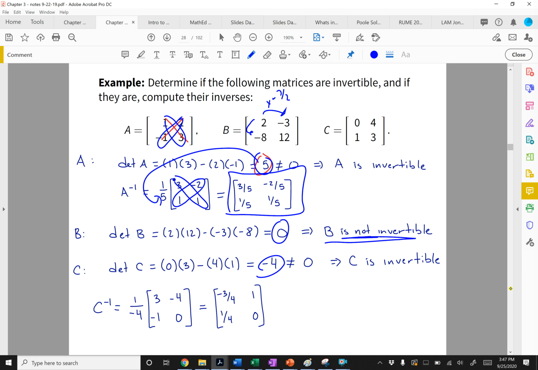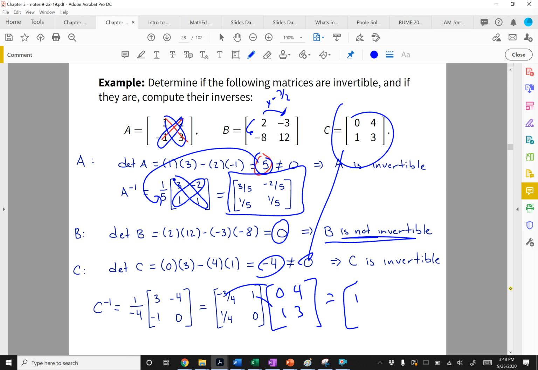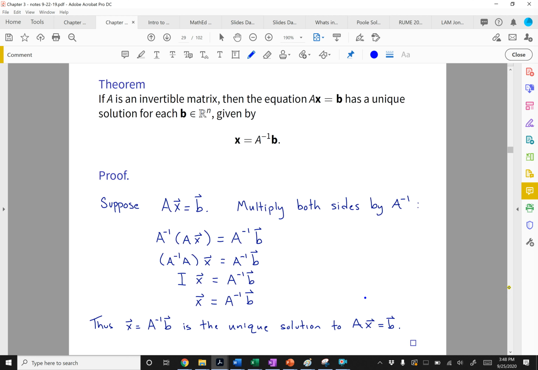And you can check, like we could quickly check and make sure. I could put C right here. So this thing, I can write it down there. And then you can do the matrix multiplication. I get a minus 3/4 times 0, 1 times the 1, gets me a 1. Minus 3/4 times 4 will be a minus 3, 1 times 3, those add to 0. 1/4 times 0 is 0, 0 times 1 is 0, add those together. And then I get 1/4 times 4, which is 1, 0 times 3, which is 0. And yep, there it is, the identity matrix.